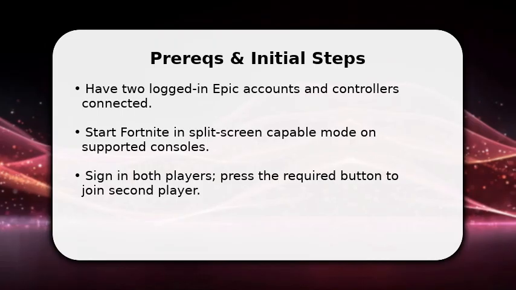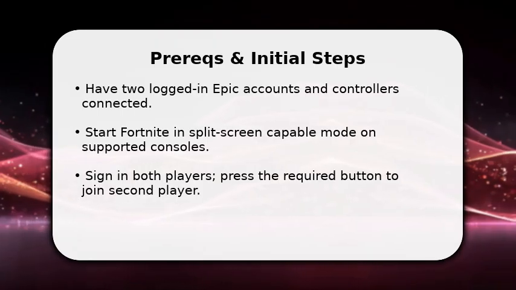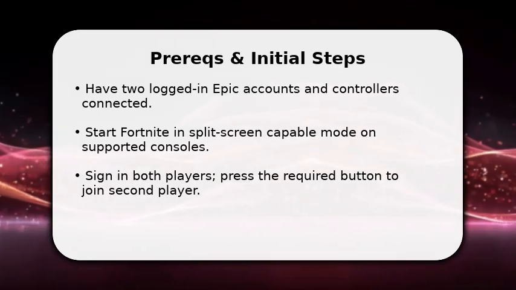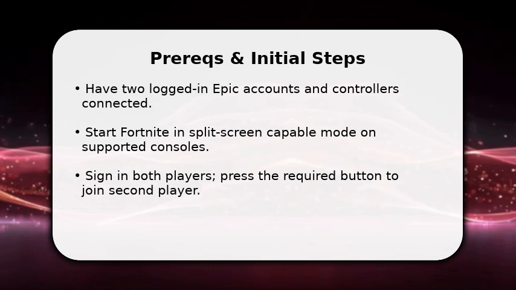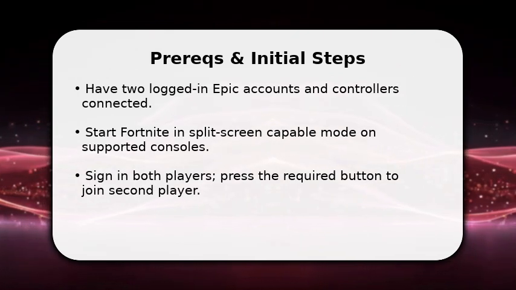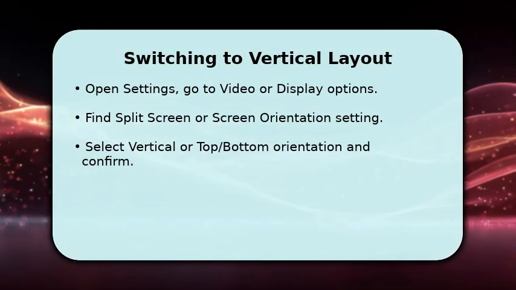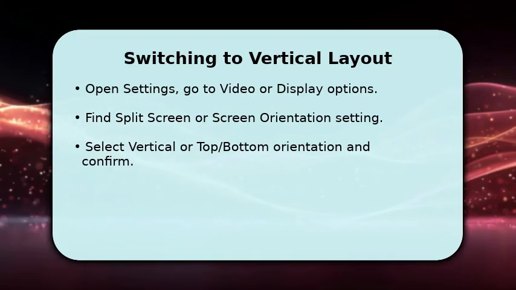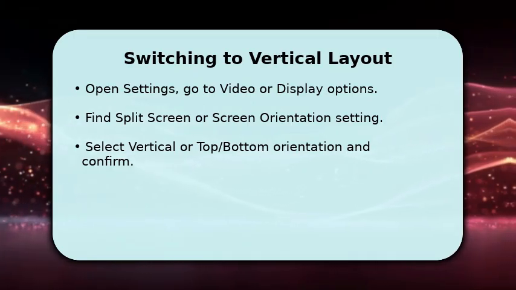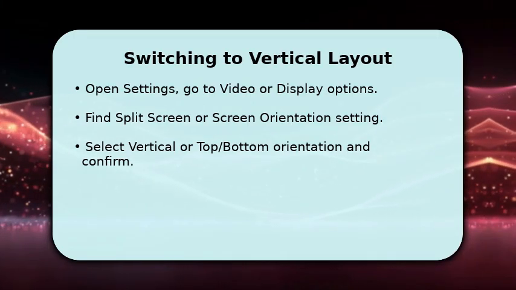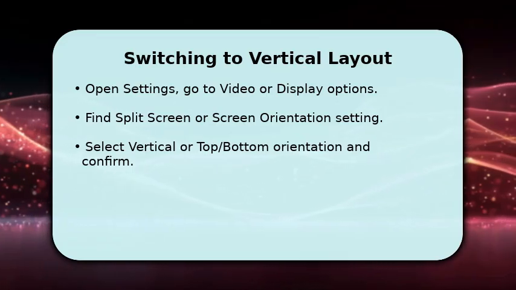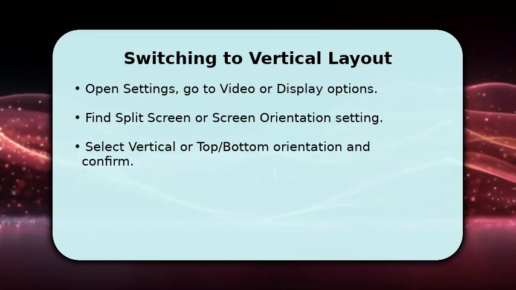Keep both controllers active and avoid closing the lobby, because the split session must remain live while you adjust layout. You'll now change the orientation. Go to Settings, then Video or Display, and locate the split screen or screen orientation option. Once located, choose vertical or top/bottom orientation. This flips the layout from side by side to stacked.